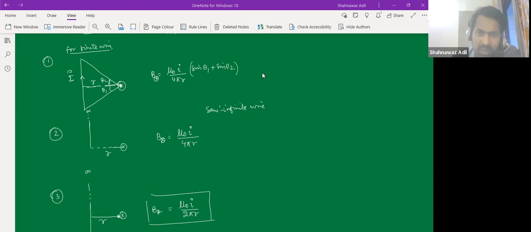So we have to remember these things and then solve the question. The next problem I will take is of a triangle, right? And we will try to understand what would be the magnetic field.